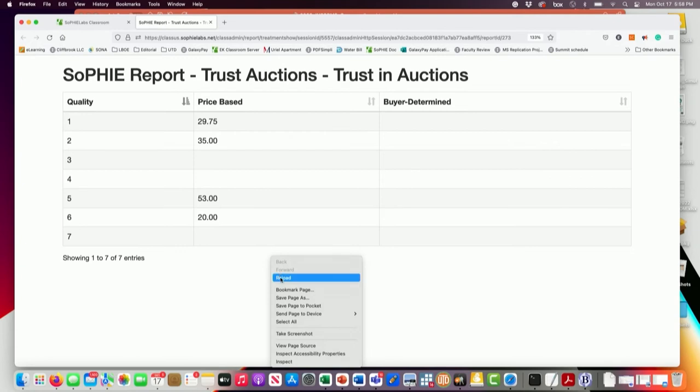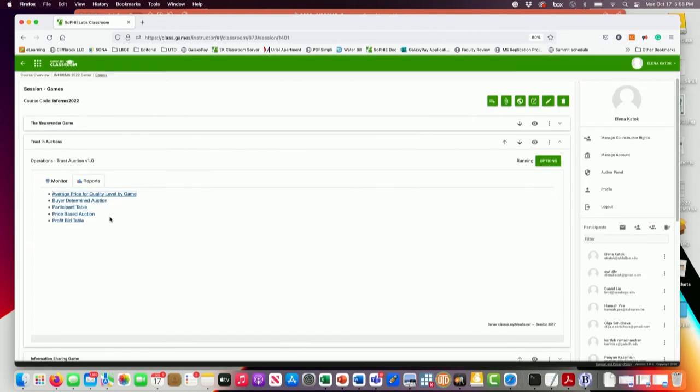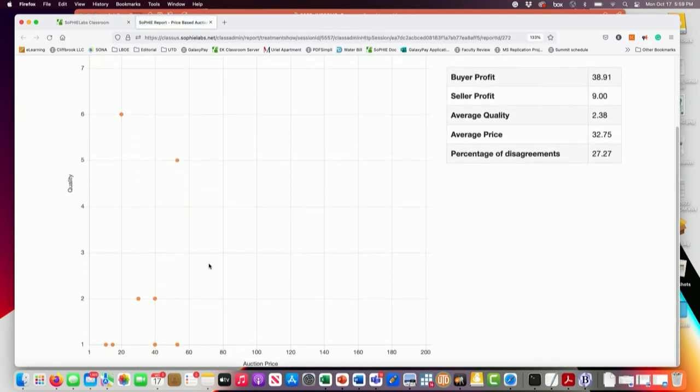Okay, so let's see. So what this is showing is the average bid, or rather the average bid for each quality level. And you can see that it doesn't make a lot of sense. Let's see if there is a... There isn't a lot of data. This is kind of showing the bids.